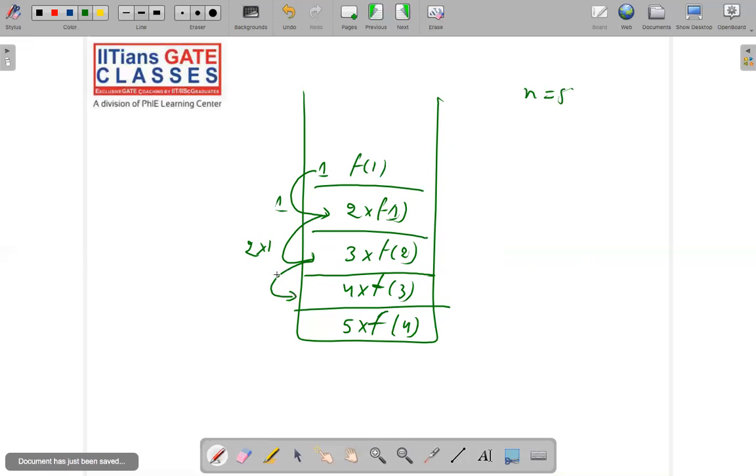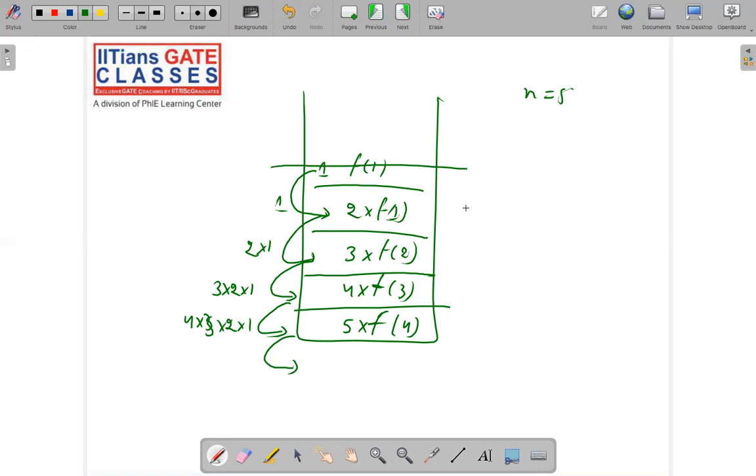Here it will return 3 multiplied by 2 multiplied by 1. Here this will return 3 multiplied by 2 multiplied by 1. Here the whole process will return. Whenever the function returns, this will delete the entry from stack.